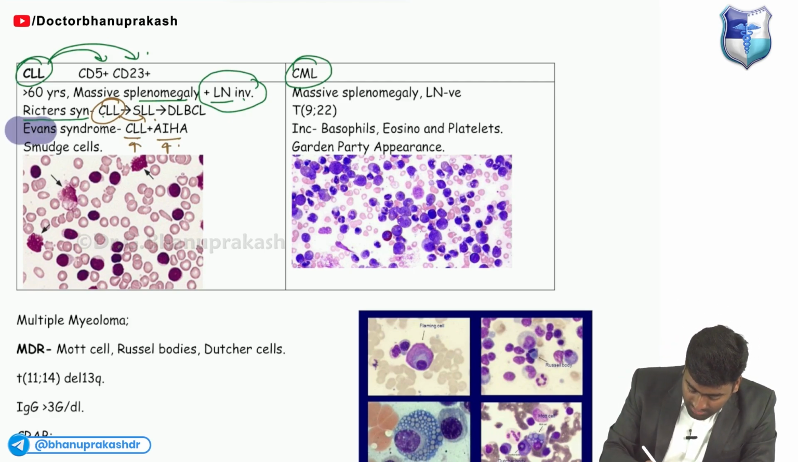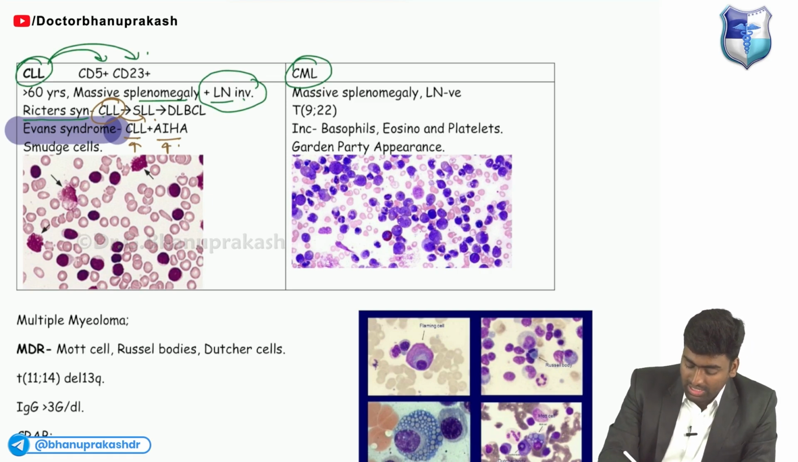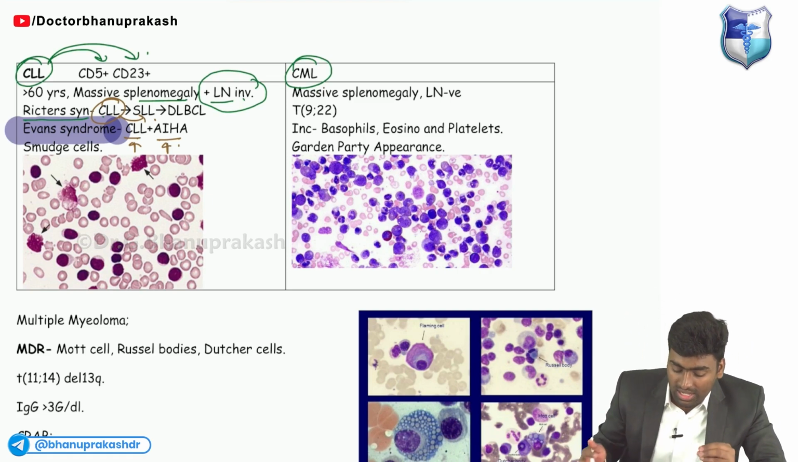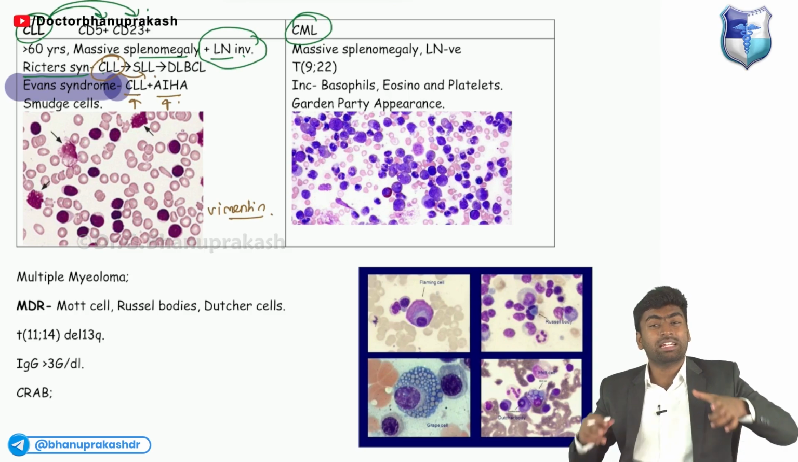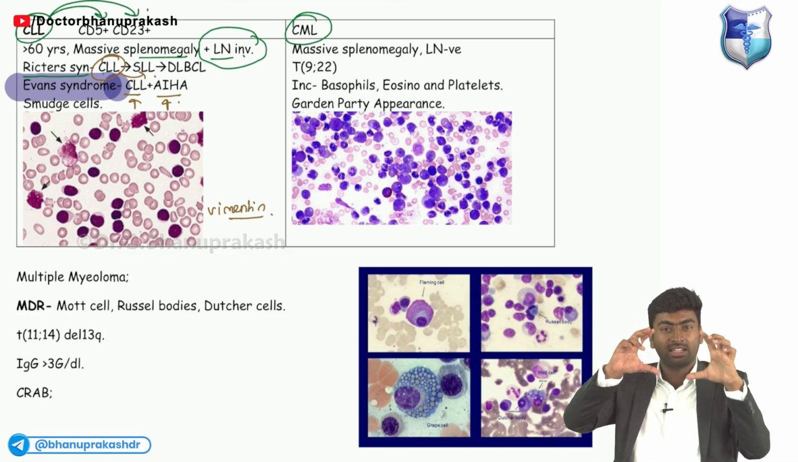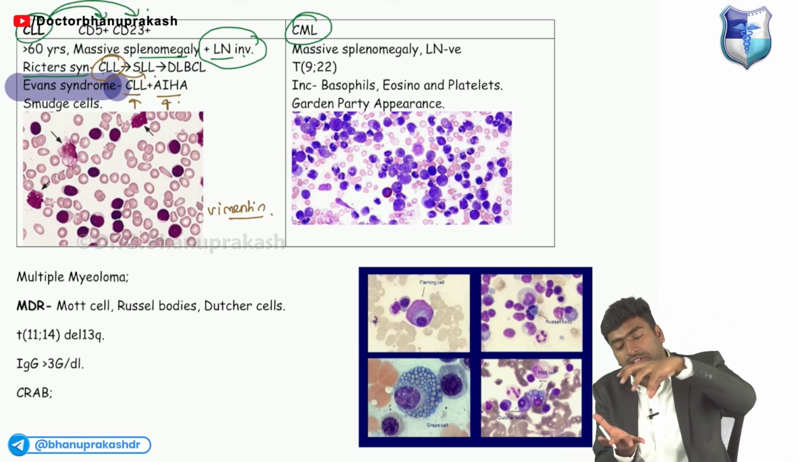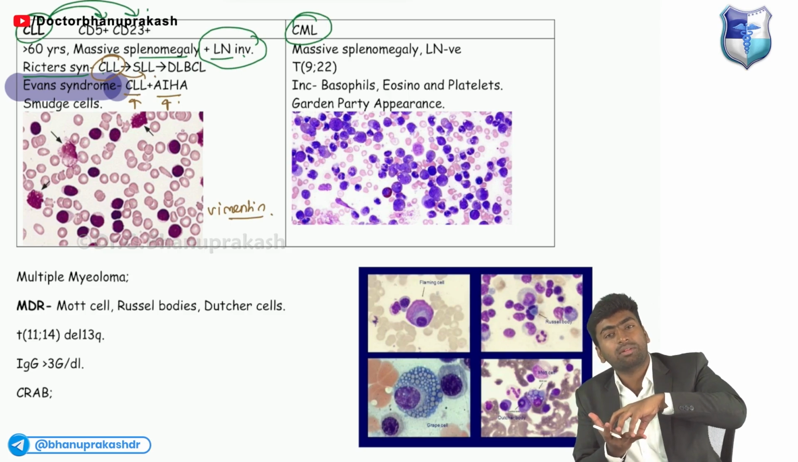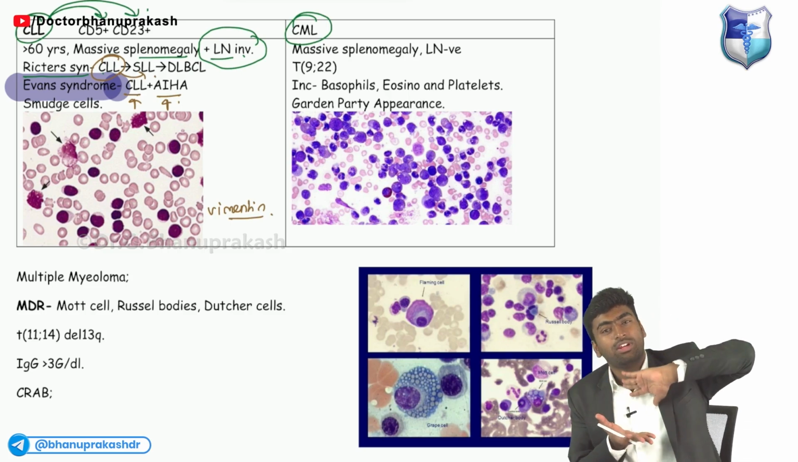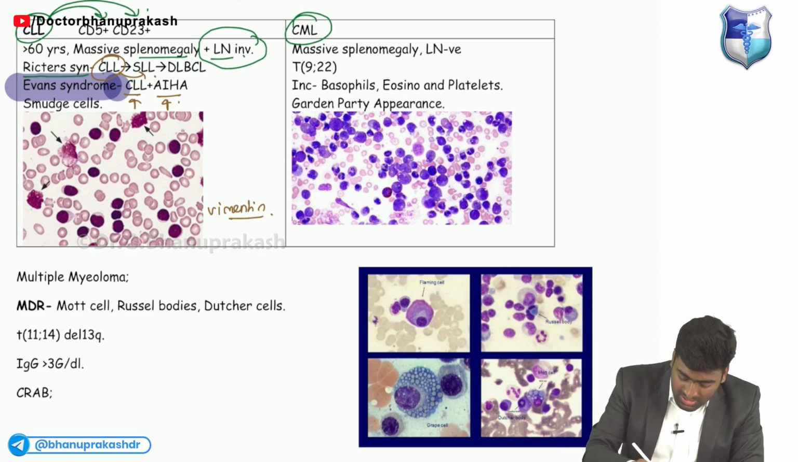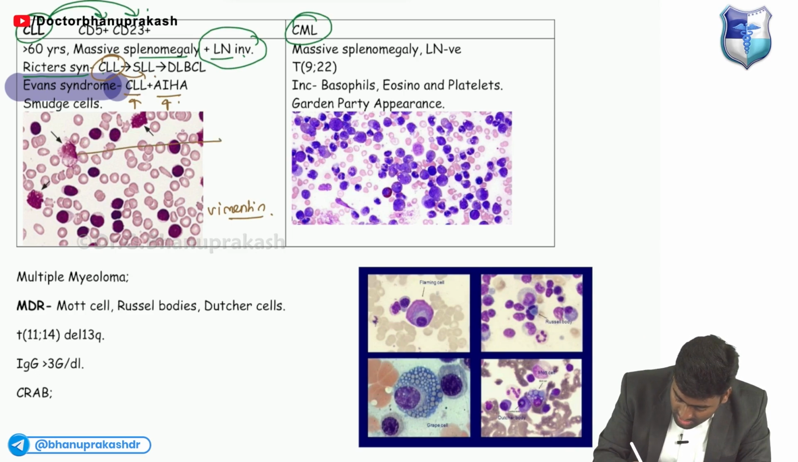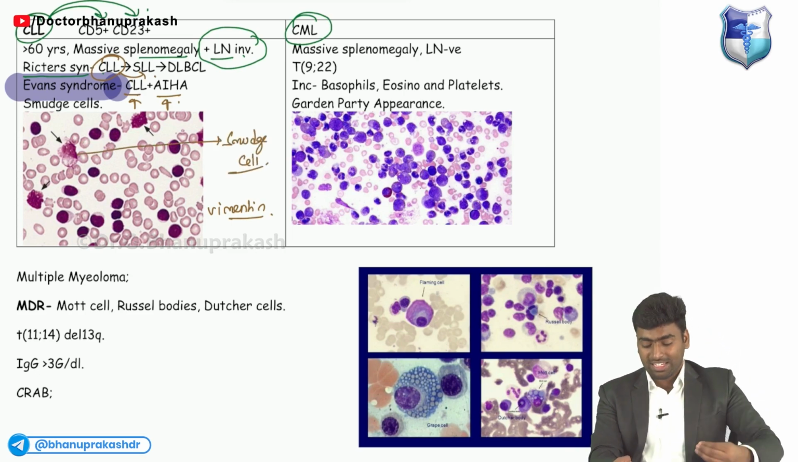It is known as Evans syndrome. Okay, and we know in the case of CLL there will be a component which is absent, which is known as Vimentin. We know this Vimentin is helpful for the integrity of the cells. If you take a cell and put it on a slide, it will be intact like this. But because of the absence of Vimentin, when you put the cover slip, this cell will be smudged. Okay, it will break. So this broken cell is called a smudge cell.